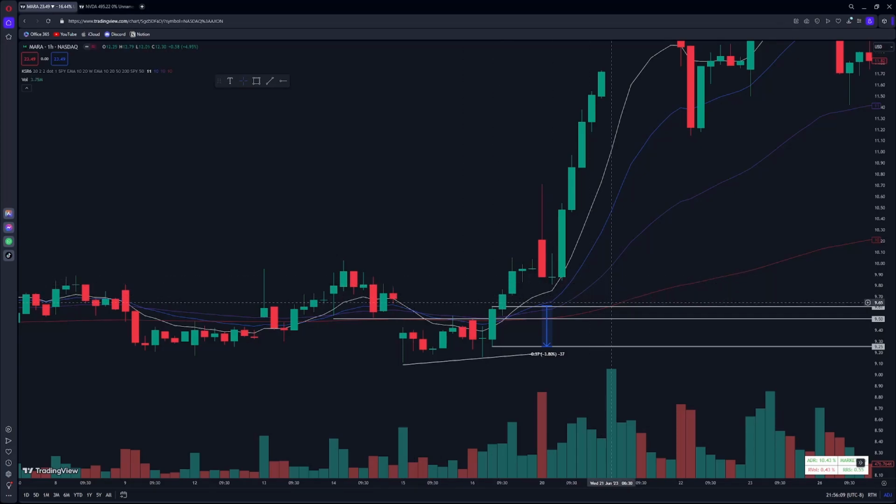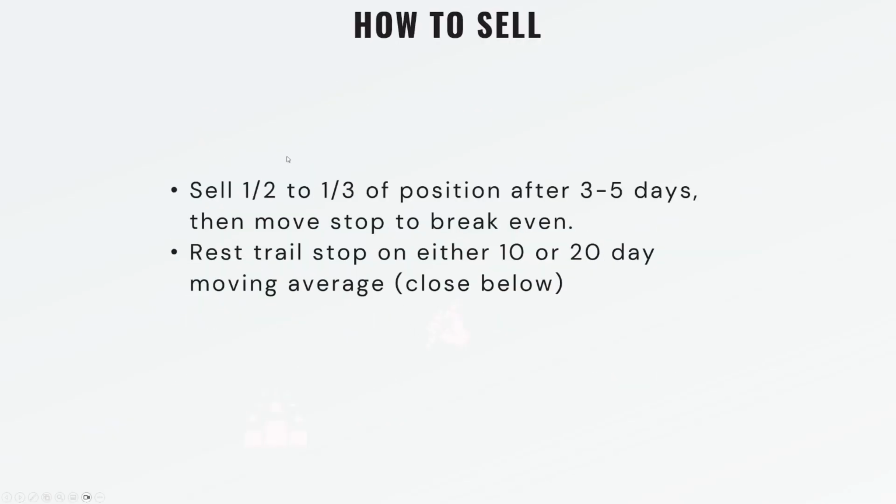So we can see here that 3.8% is obviously lower than our ADR, which gives us a favorable risk to reward. So now we're going to go over how to actually manage the trade, whether you're in profit or not. So now, how to sell. His rules are we want to sell half to a third of the position after 3 to 5 days, and then move the stop to break even. The second step is, for the rest of it, we want to trail the stop on either the 10 or the 20-day moving average, and we want it to close below it so that it doesn't fake us out. So close below, then we exit out. He recommends beginners stay on the 10-day moving average, close below it, and then more advanced, obviously 20 days.